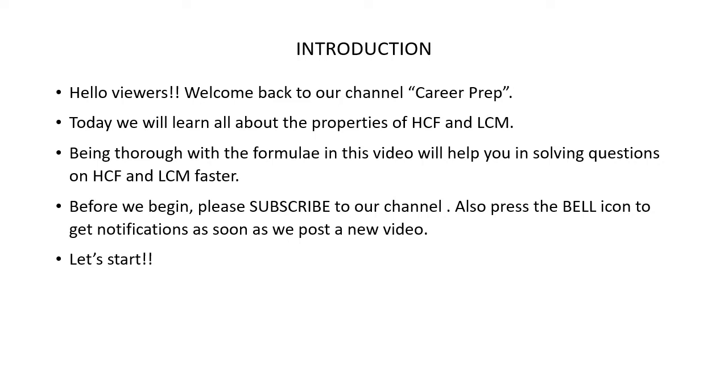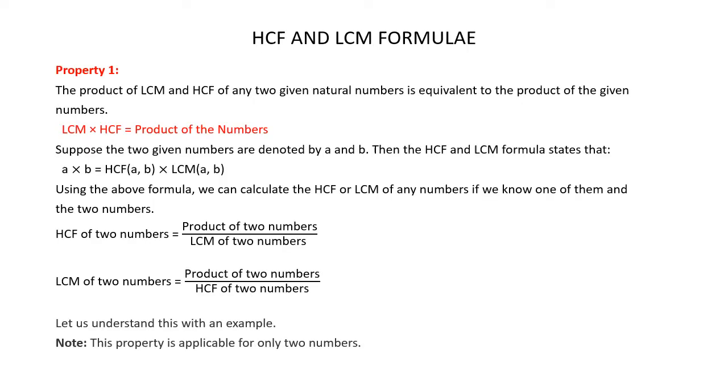So let's start. Now let's learn about the properties of HCF and LCM one by one. Property 1. The product of LCM and HCF of any two given natural numbers is equal to the product of the given numbers. This means the LCM of two numbers multiplied by HCF of the two numbers is equal to the product of the two numbers.